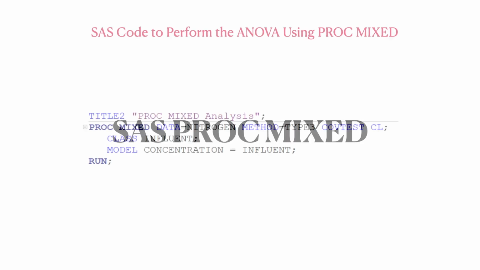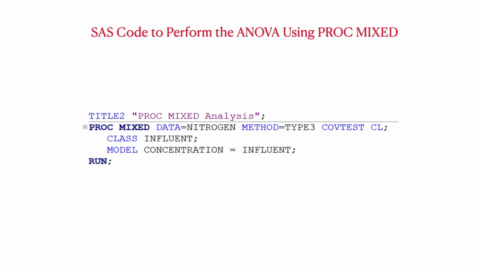Next, we're going to perform the analysis of variance using PROC Mixed. Here's the SAS code to perform the analysis of variance using PROC Mixed. We invoke the procedure with the PROC Mixed statement. We specify the data set to use, and then I've also got a few options here: method equal type 3, covtest, and the CL for confidence limits options, and we'll see the results of those in a second. We specify the classification variable to PROC Mixed, and we specify the model, which in this case, because this is just a fixed effect model, it's the same as it was in PROC GLM. So model concentration equal to influent.